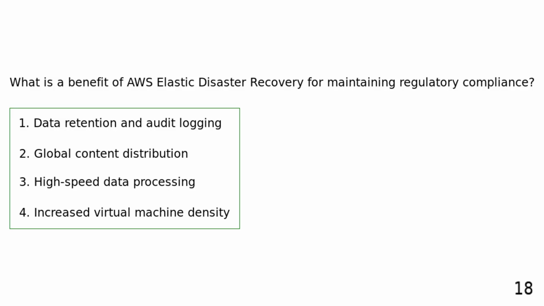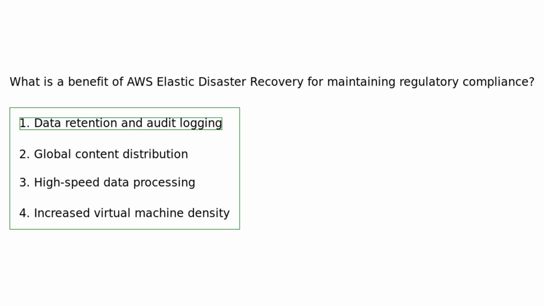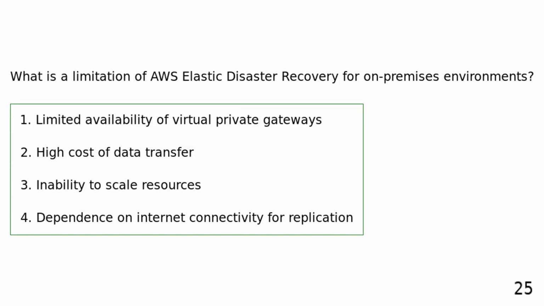Data retention and audit logging. Global content distribution. High-speed data processing. Increased virtual machine density. AWS Elastic Disaster Recovery supports maintaining regulatory compliance through features such as data retention and audit logging, ensuring adherence to legal requirements during disaster recovery. What is a limitation of AWS Elastic Disaster Recovery for on-premises environments?